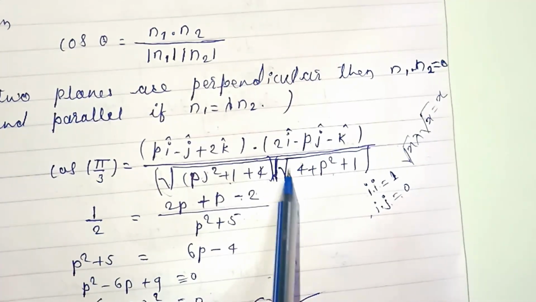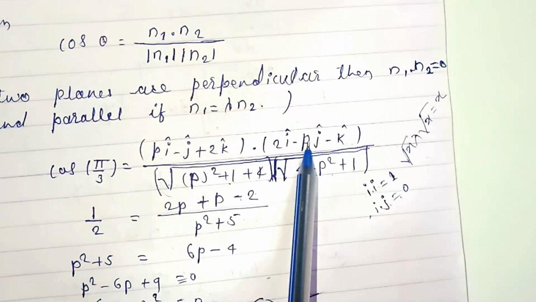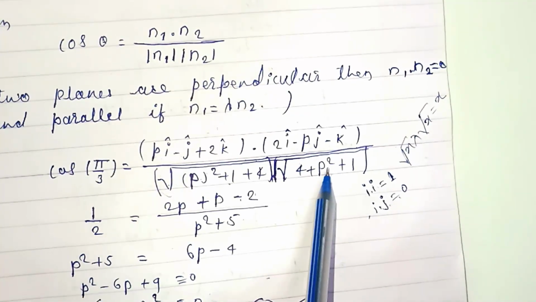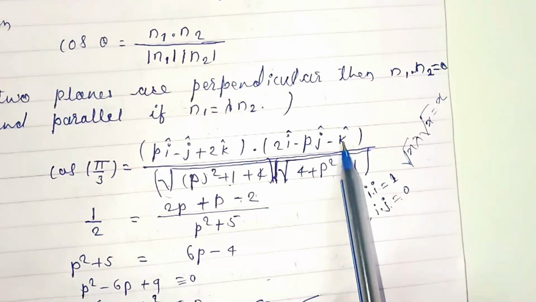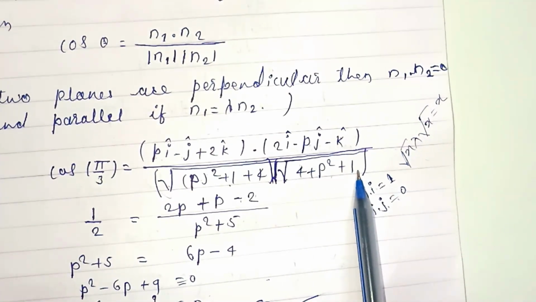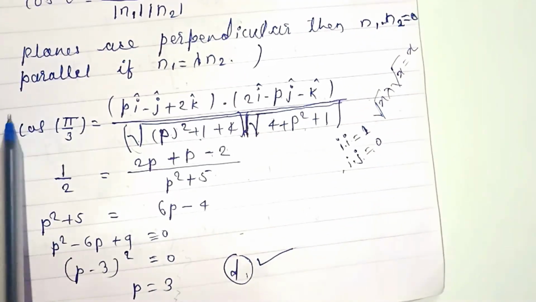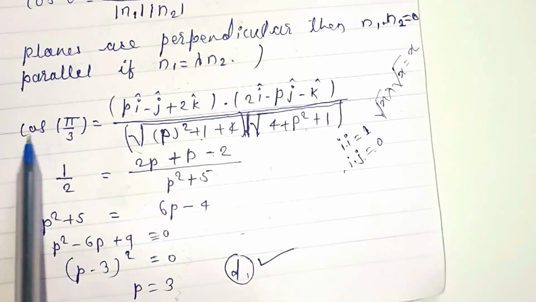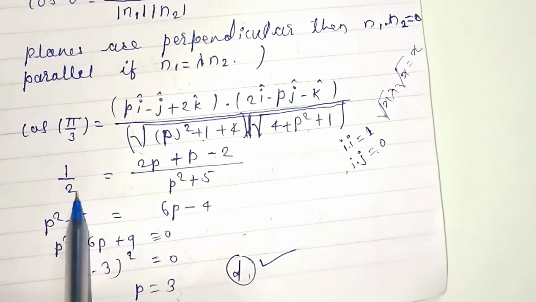So under the square root, the square of the first coefficient, which is 4, and the square of the second coefficient, minus p squared, remains only p squared. A negative element squared always comes positive, so minus 1 squared is plus 1. Now we have to simplify our value for cos theta. We know that cos pi by 3 is always 1 by 2.